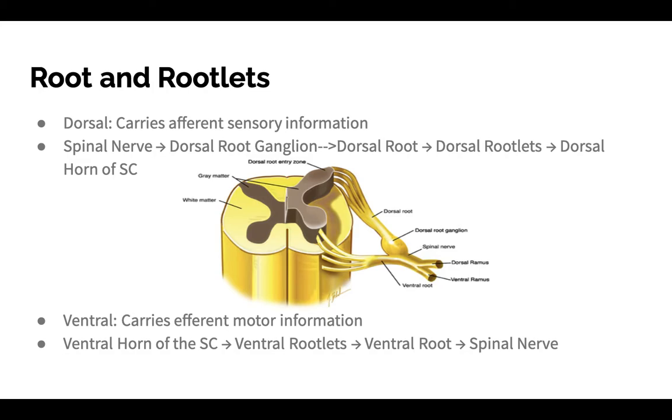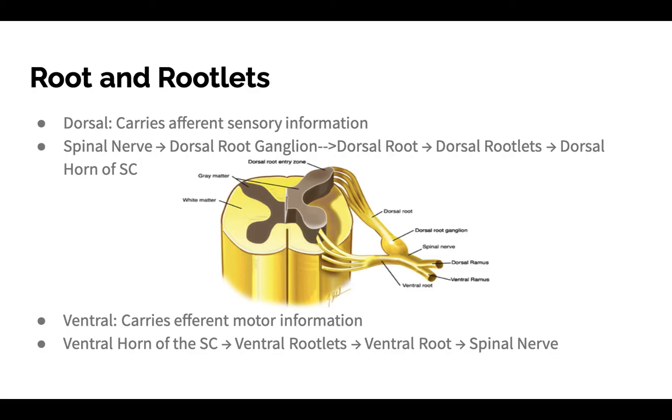So I'll be getting into talking about some of the roots and rootlets that we expect to find once we do our dissection in a few weeks. So start off in the dorsal. The dorsal roots and rootlets are meant to carry afferent sensory information to the spinal cord. So the order of progression, it'll be from skeletal muscle, it will eventually travel into the spinal nerve, then to the dorsal root ganglion, the dorsal root, the dorsal rootlets, and finally it'll synapse in the dorsal horn of the spinal column. Ventral will carry efferent motor information from the spinal cord.